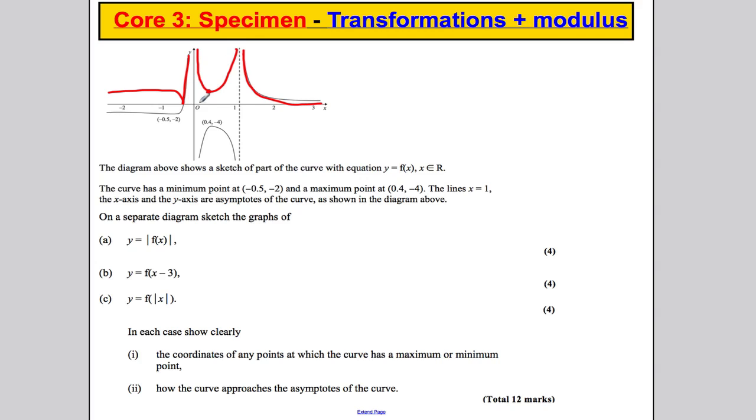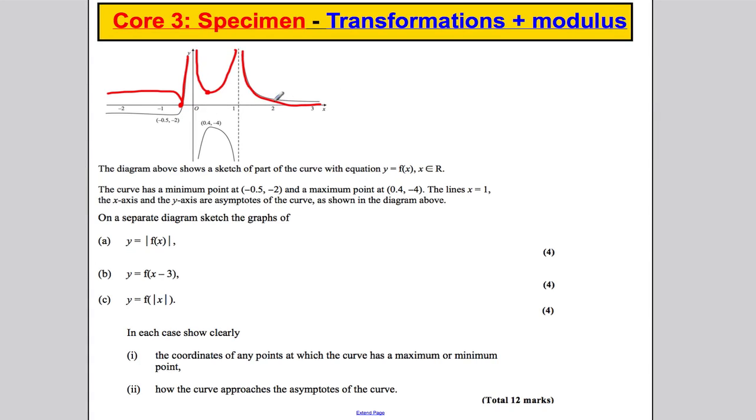So this point here is the point as it always was. This should not have touched the axis. It's supposed to look like that. This point here would therefore be 0.4, positive 4. And this tip here would therefore be negative 0.5 and positive 2 because it's a reflection. And I'm done.